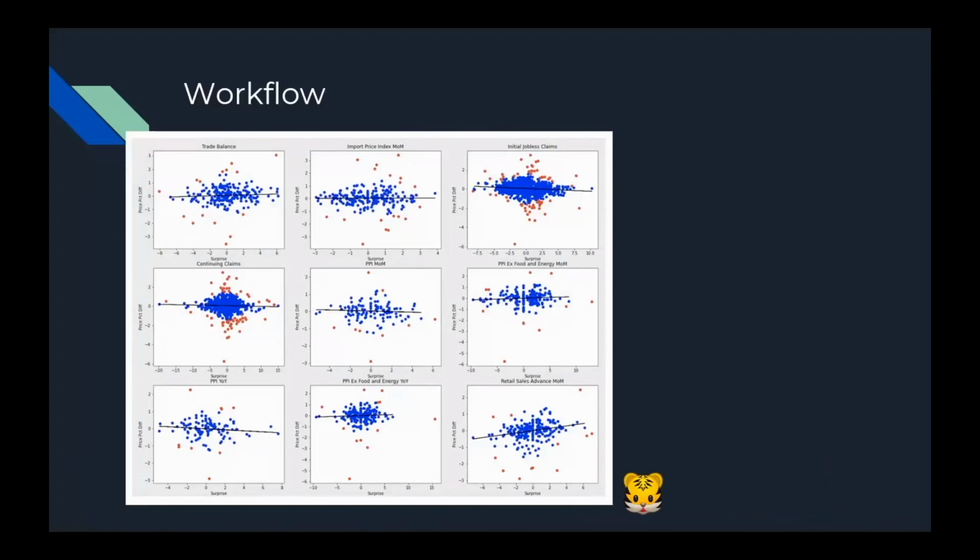And then on the x-axis here is surprise. So what are analysts forecasting for this release versus what are the actual figures for the release, and then normalized by the standard deviation of forecasts.